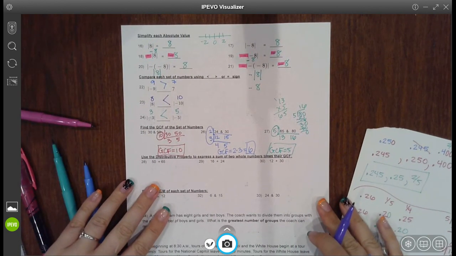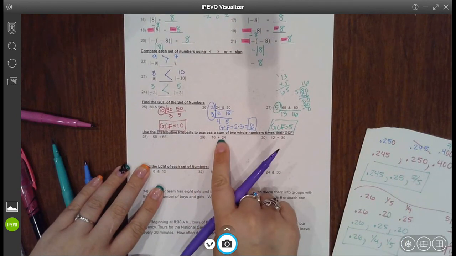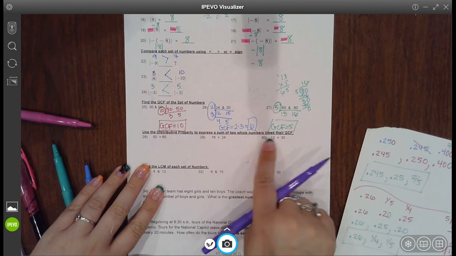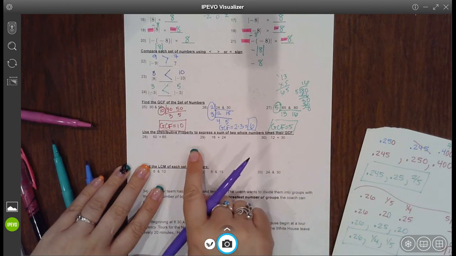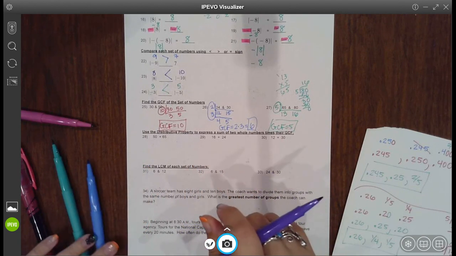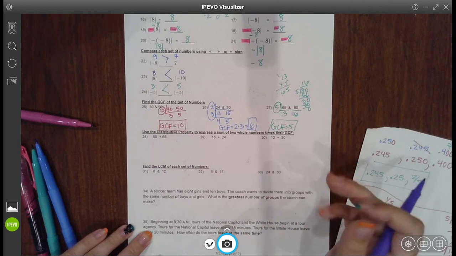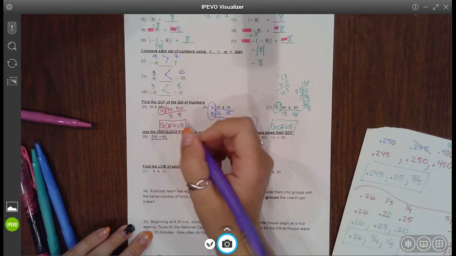Okay, these next set of directions. Use the distributive property to express a sum of 2 whole numbers times their GCF. Or it might say rewrite this as a product of the GCF and a sum. They're both saying the same thing. Okay, so first off, use the word GCF. So I need to find the GCF. So let's do my little ladder.